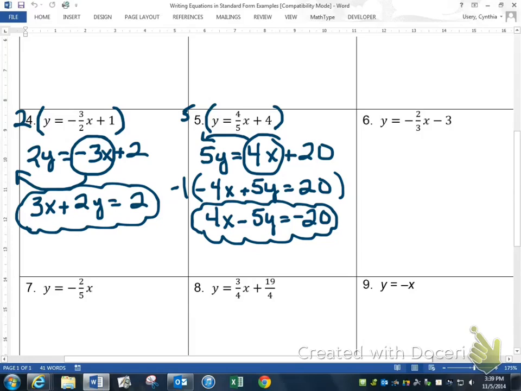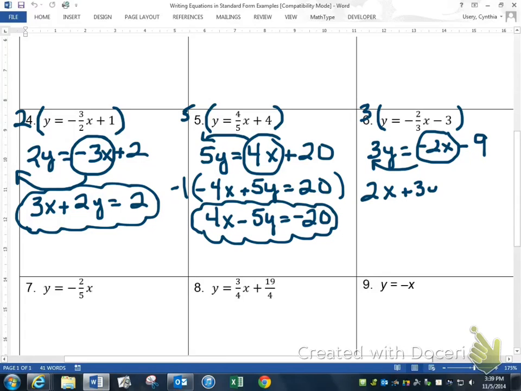Number 6, we have a 3 in the denominator, so I'm going to multiply everything by 3 to clear that out. And I'm going to get 3y equals negative 2x because my 3's cancel, minus 3 times 3 is 9. Don't forget to multiply everything by 3. I need to take that x and move it over. It's going to become a positive on the other side because it's a negative right now. So when I move it, it will become positive. So I have 2x plus 3y equals 9, and that is now standard form, and I am done with number 6. Okay, let's look at some more.